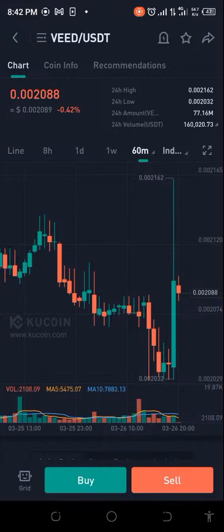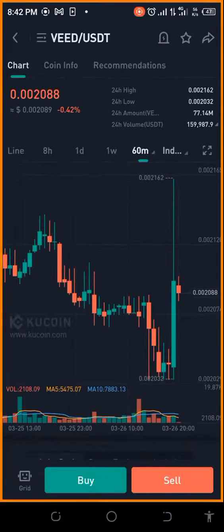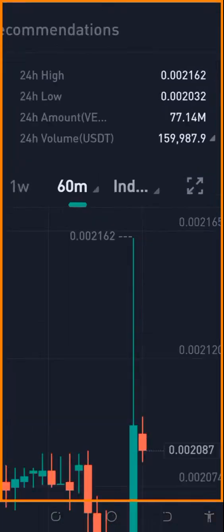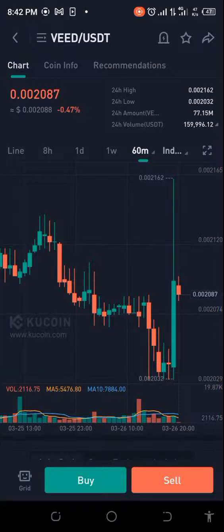But my eyes were on BTC. I wasn't checking USDT as I ought to. And I didn't know, because what happens here is that somebody with probably a big money bag came and bought a lot of VEED. And when that happened, the candle shot up high. And of course, all of this could happen within a couple of minutes.